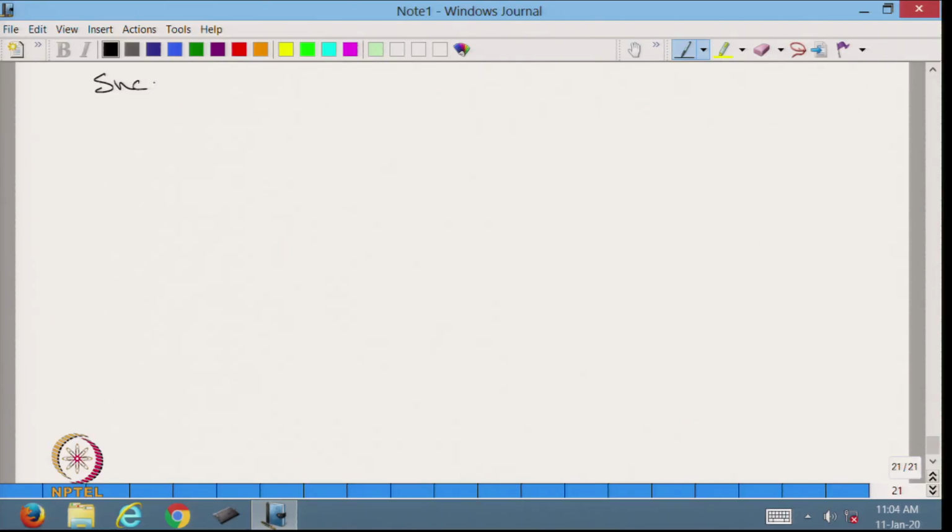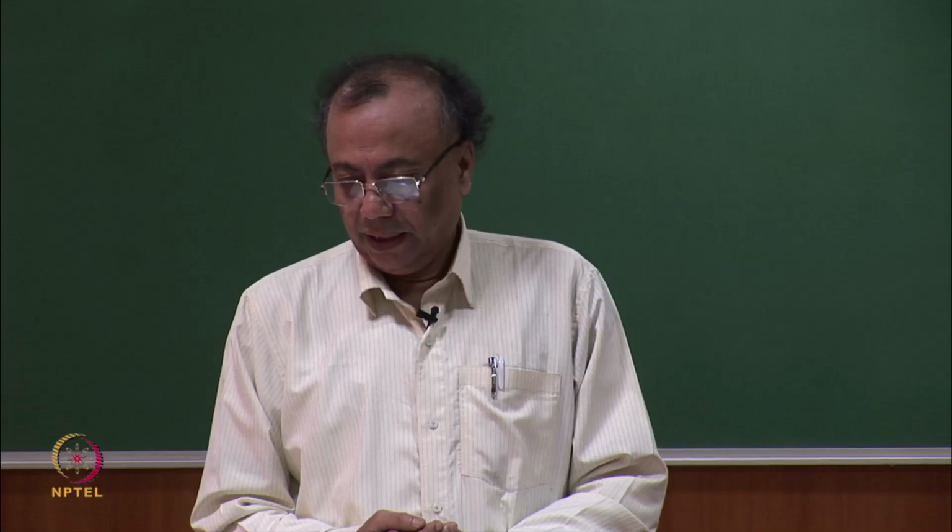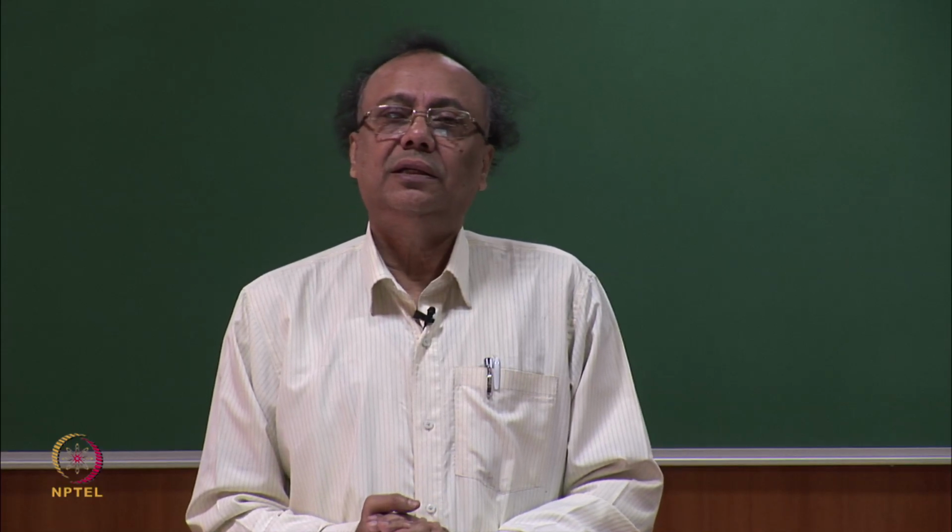Such a random variable is called a two-dimensional random variable, and I shall start with that in the next class.